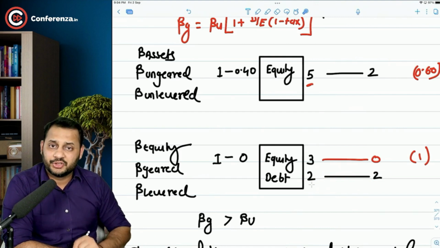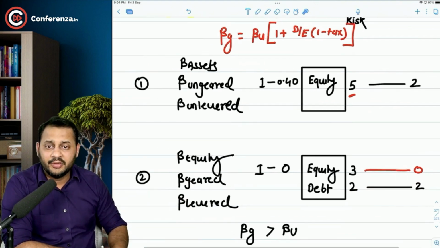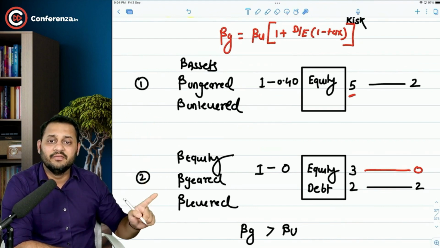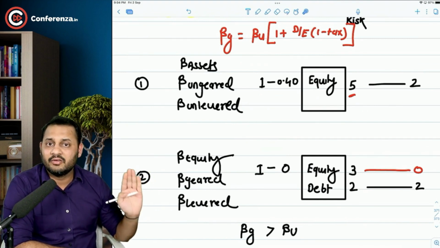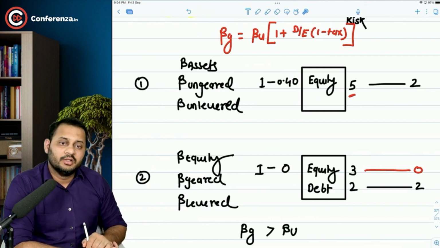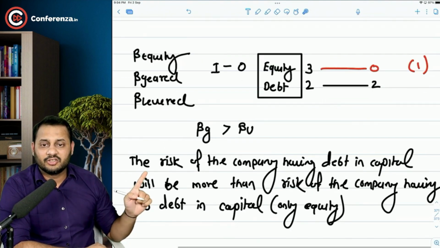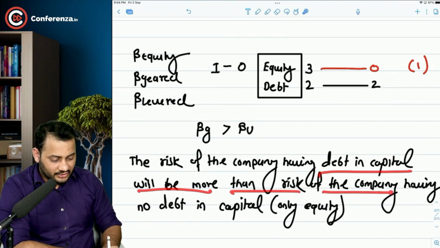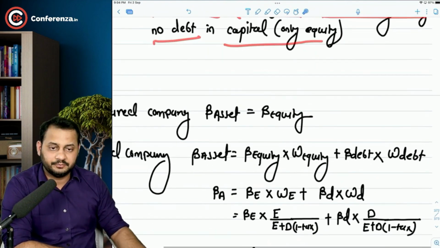So one thing is for sure, from this part till the end of the mergers chapter, you need to make sure that the unlevered beta of the company will always be lesser than the levered beta of the same company. So geared beta or levered beta will be higher than the unlevered beta. That is what you need to understand. Okay. Now, geared beta will be higher than the unlevered beta. The risk of the company having debt in capital will be more than the risk of the company having no debt in capital.